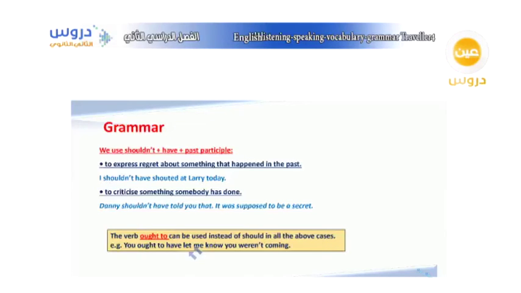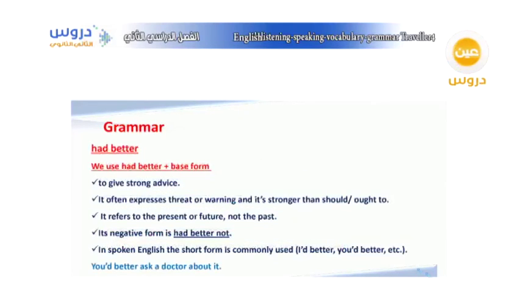Example, you should have let me know, or you can say you ought to have let me know. That is the only difference between using should, should not, and should have with the base form. So we use had better somehow like should and should not, but in a different way with the simple present. So we say had better go, had better do, had better eat, had better draw, and so on.